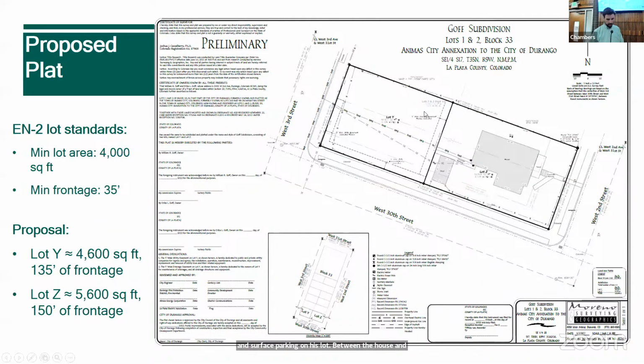So here's the proposed plat. Again, you can pretty clearly see here how it's going to be split in a comparable manner to the parcels to the north. So we're creating a lot Y and a lot Z. Both parcels are in excess of the 4,000 square foot minimum lot size for the zone, and both have well in excess of the minimum 35-foot frontage for the zone as well.